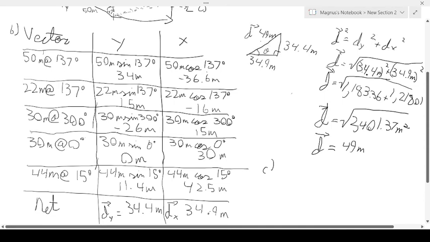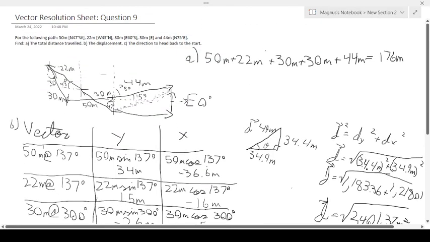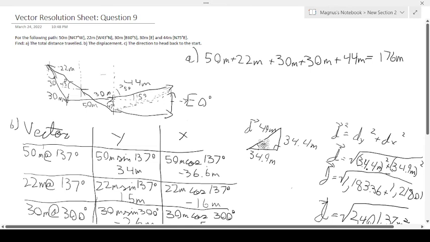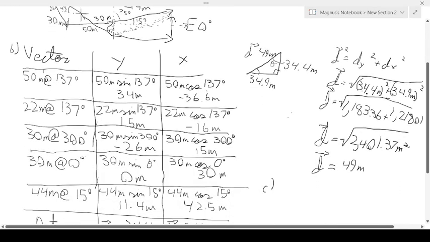And that was bad. I only want to get rid of... No, stop. Okay, forget about that little line. I'm going to put theta up here because we want the direction back to the start.